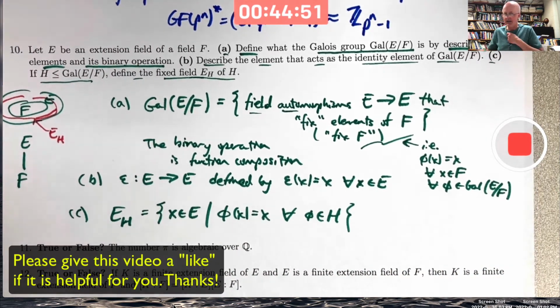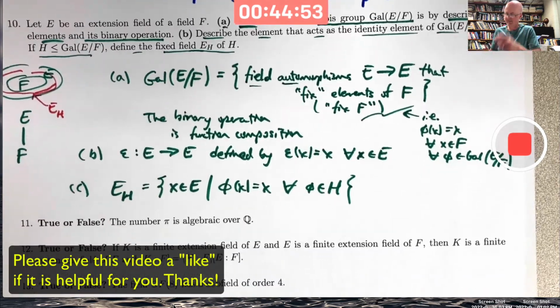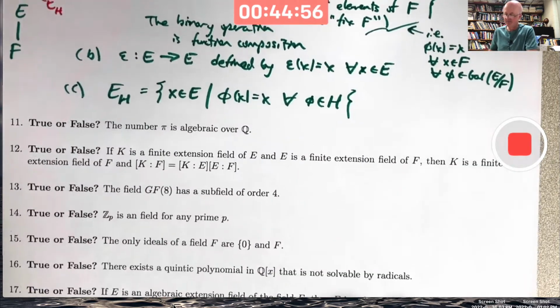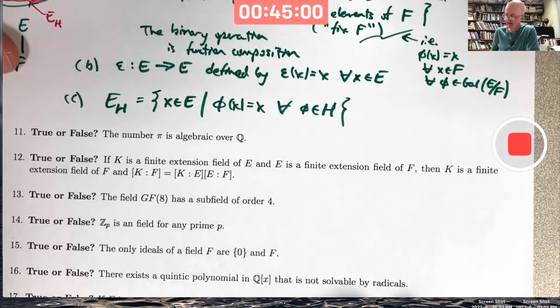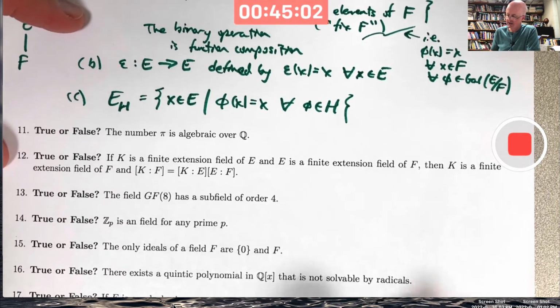Last page, we get into an example. Hang on for that. Bunch of true-false questions. I'll go through pretty quickly here. Number 11 is historical importance.